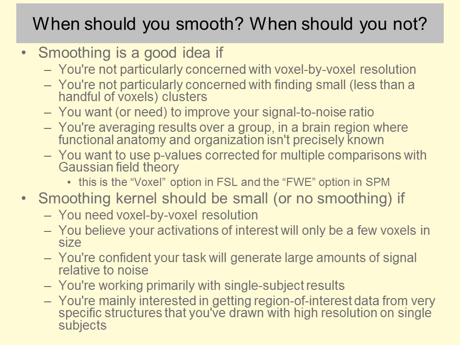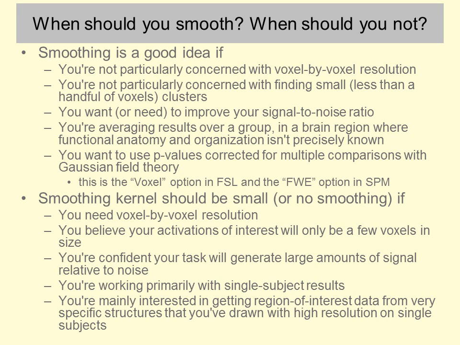Now a small smoothing kernel or no smoothing would be more appropriate if you need voxel by voxel resolution to answer your question. Perhaps you're going to use a small region of interest and use Featquery to extract signal in that region of interest. So that's when you believe that your activations of interest will only be a few voxels in size, such as the superior colliculus. Of course, another time might be if you were very confident your task will generate large amounts of signal relative to the noise in the data. So visual cortex tasks are often like that. So then why throw away your spatial resolution?